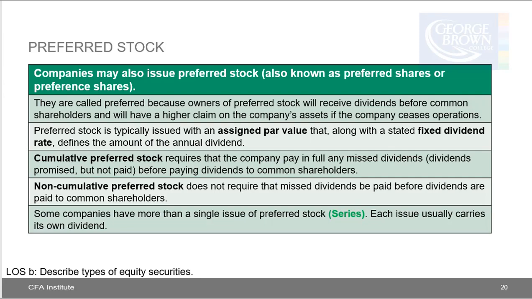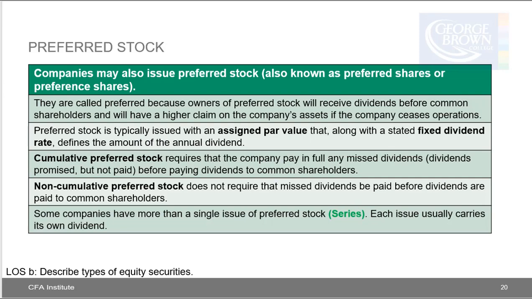So preferred stock is typically issued with an assigned par value. In the U.S. and Canada, that would be, say, $100, along with a stated fixed dividend rate. It's a fixed dividend rate. So if it's a 5% dividend on a $100 par value, you'd have a $5 dividend, okay? And that defines the amount of the annual dividend. So again, assigned par value, like $100, and a stated fixed dividend rate, okay?